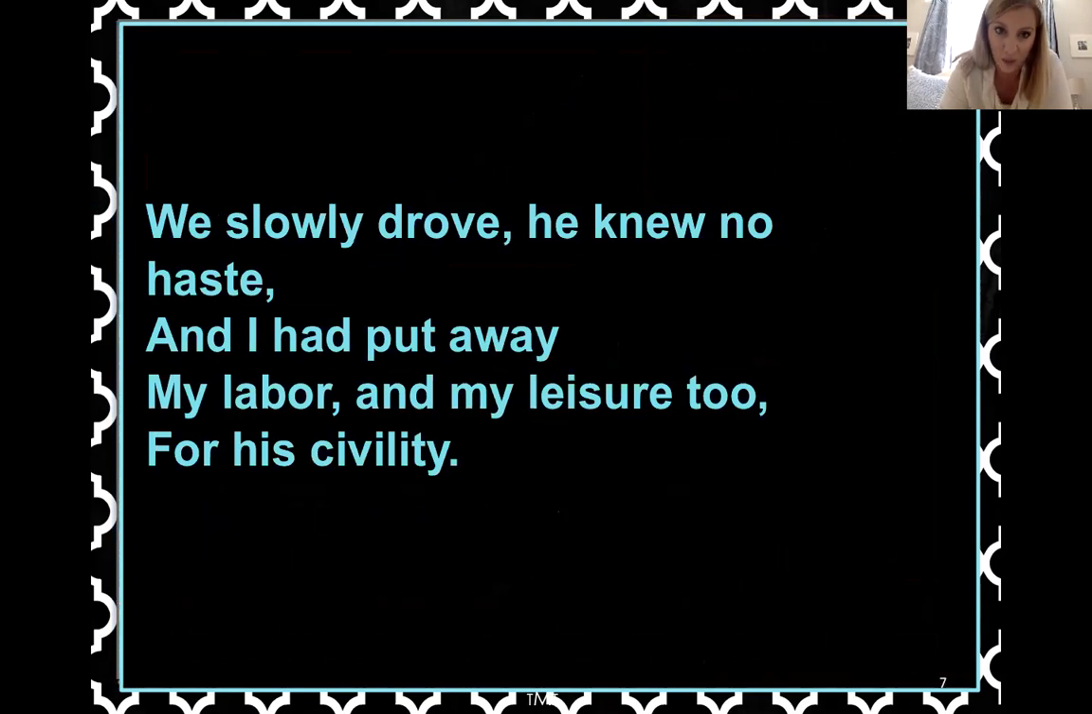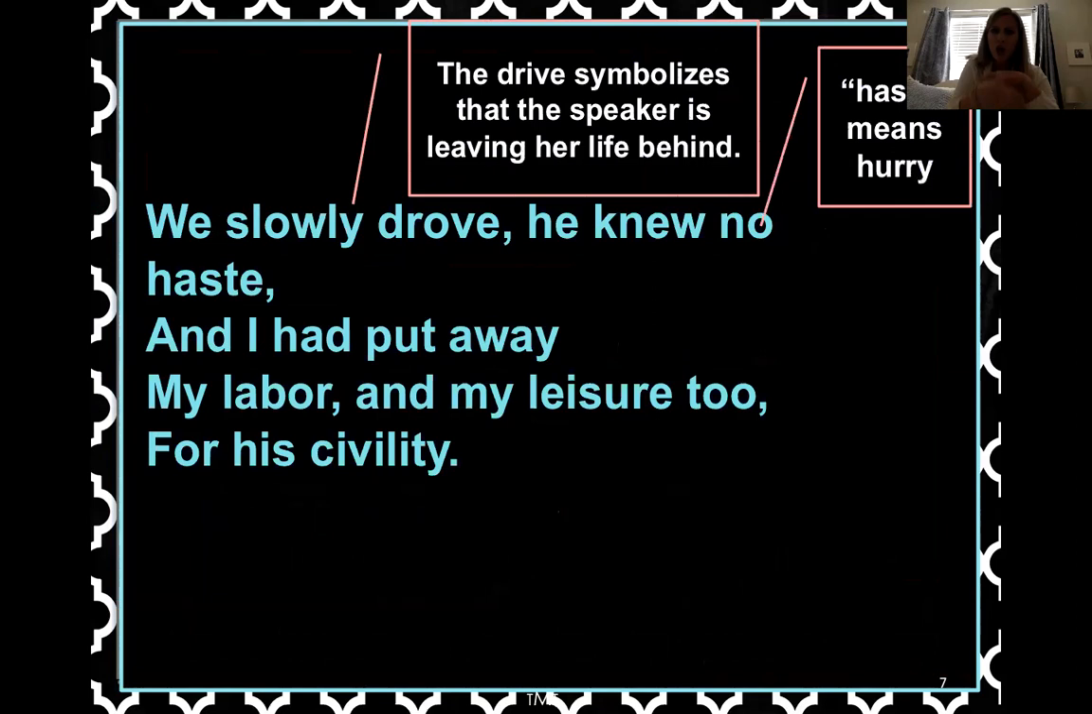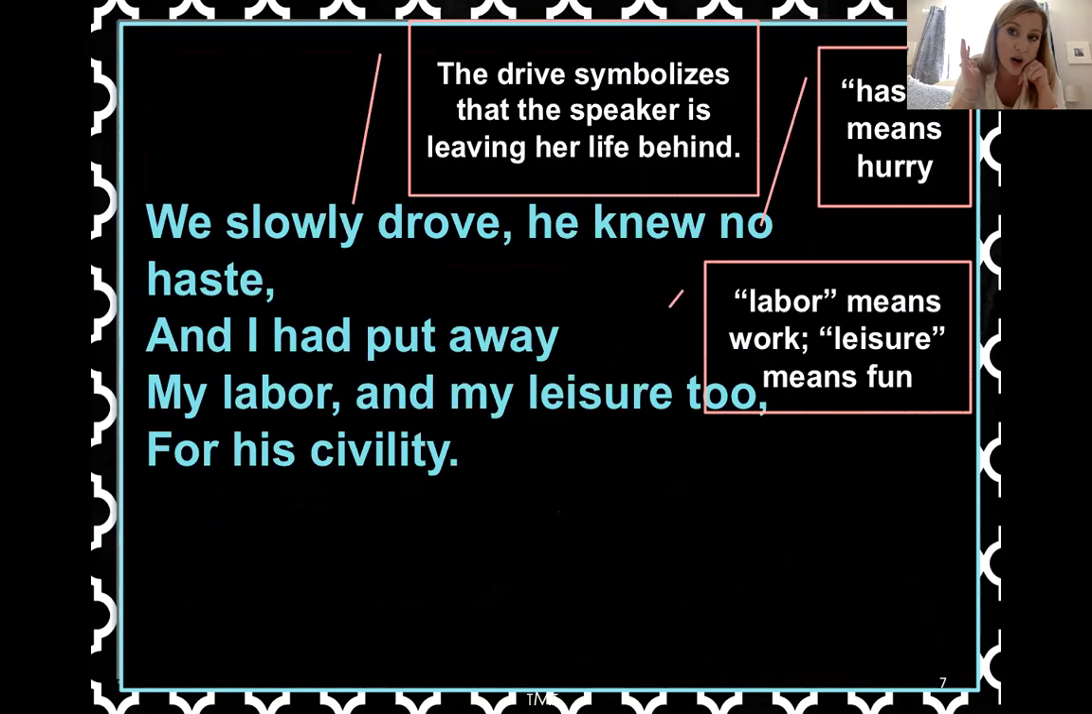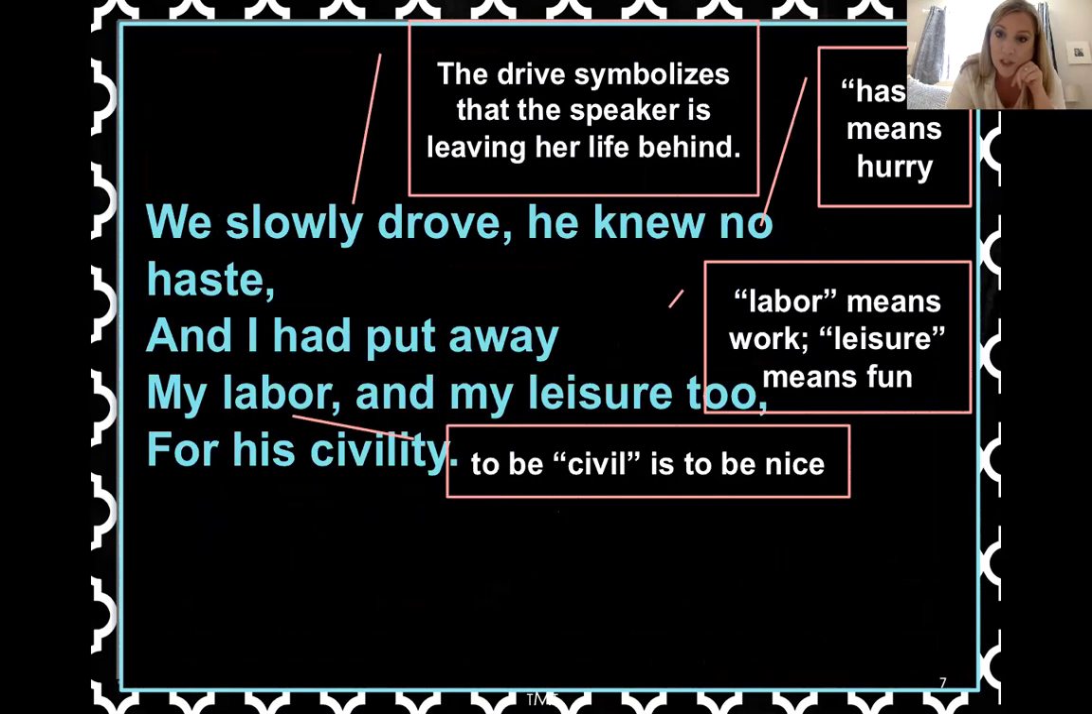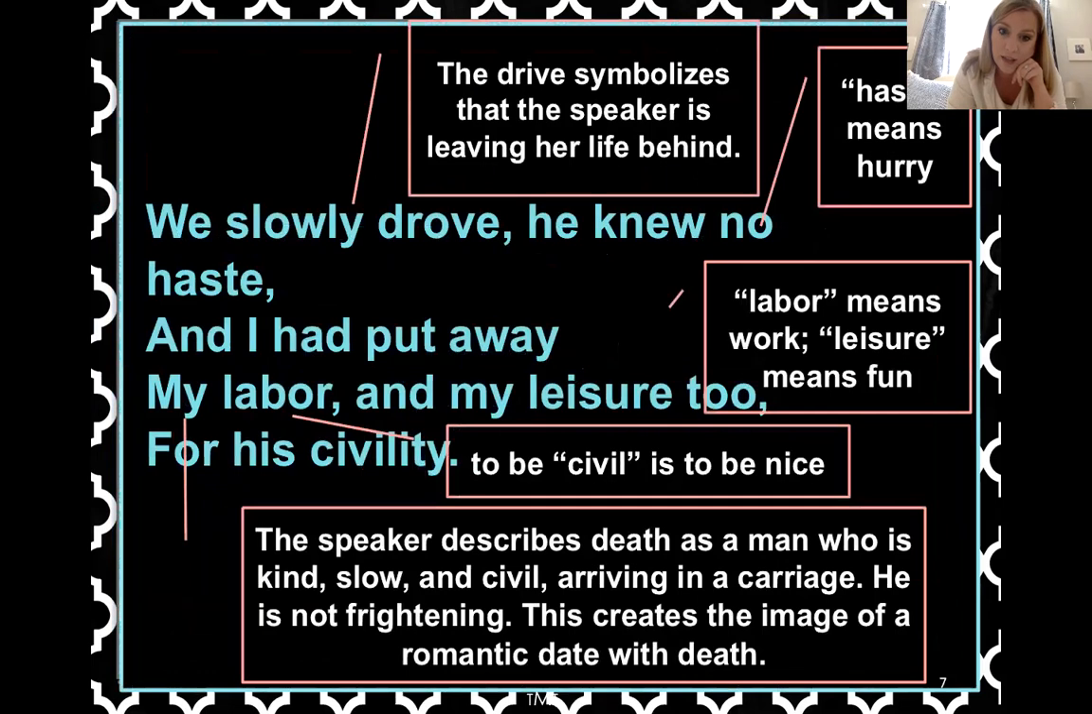Okay, let's look at the second stanza. We slowly drove, he knew no haste, and I had put away my labor and my leisure too for his civility. So the drive symbolizes that the speaker is leaving her life behind. When you're driving away from something, you're leaving it behind. Labor here means work, and leisure means fun, and to be civil means to be nice. And we know haste, he knew no haste. Haste means fast or rapid. So this kind of symbolizes a slow death. He's picking her up slowly. It's not quick in the night.